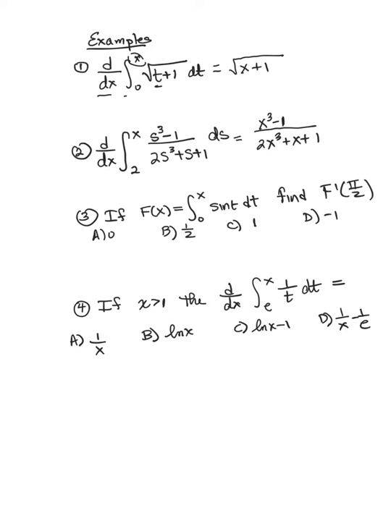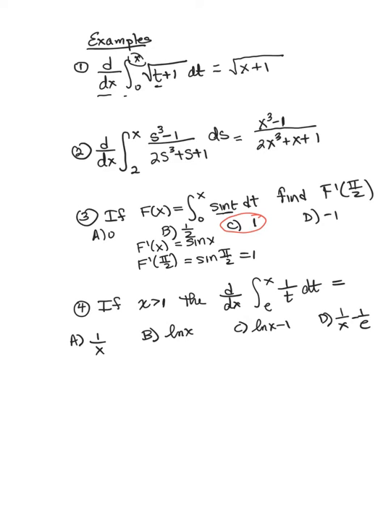Okay, let's consider now number 3. So capital F of x is the definite integral from 0 to x of sine t dt. We have to get the derivative of capital F at pi over 2. So remember, the rule is differentiate and then substitute. So if we differentiate capital F, we get back the integrand, which is sine x, and the derivative of capital F at pi over 2 is sine of pi over 2, which should give us an answer of 1. So the correct choice is C.